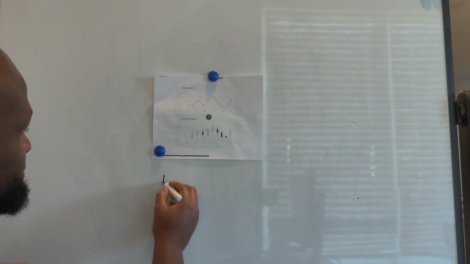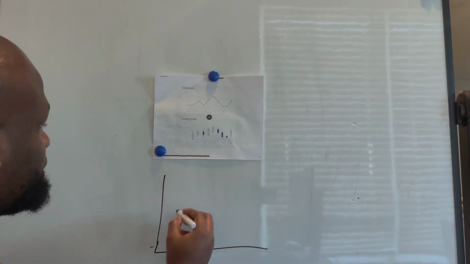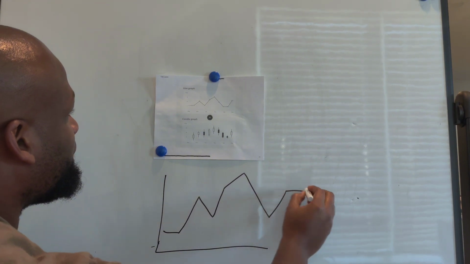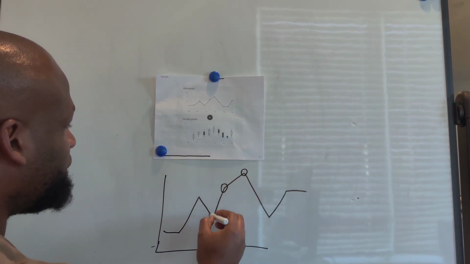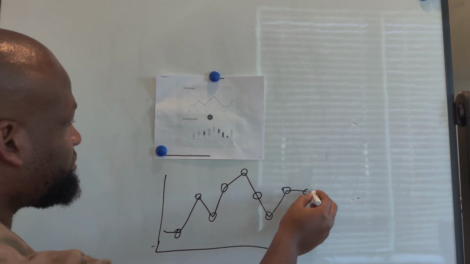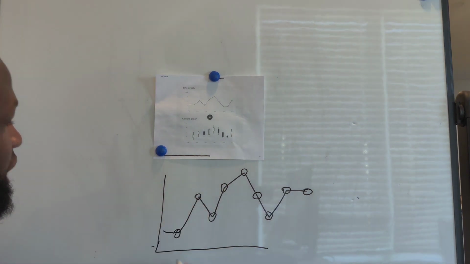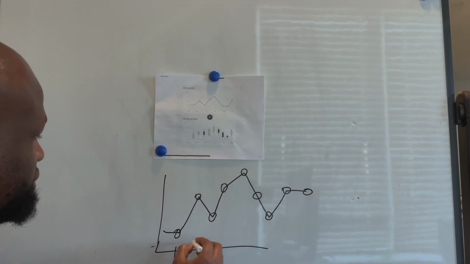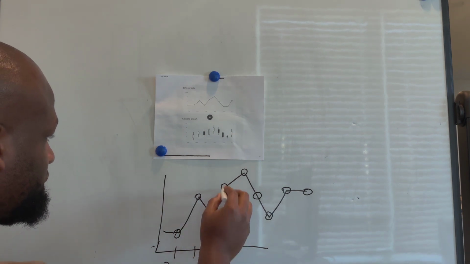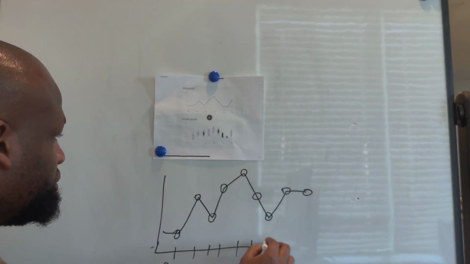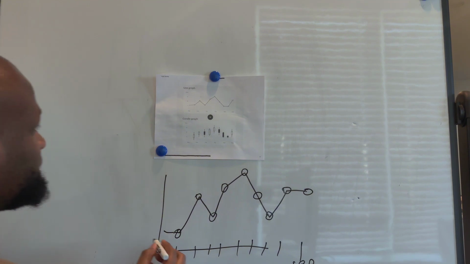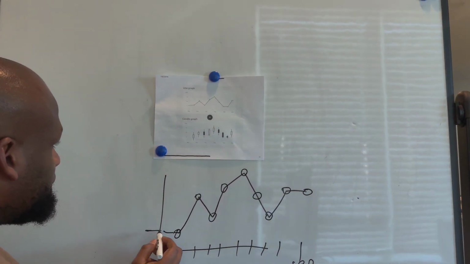Sometimes you see, let's do this, I'm going to draw a graph here, and sometimes you see this. This is what's going on here, and each circle is a different month. A lot of times this is represented in months: January, February, March, April, May, June, July, August, September. And then the price here, let's say the price here is $5.